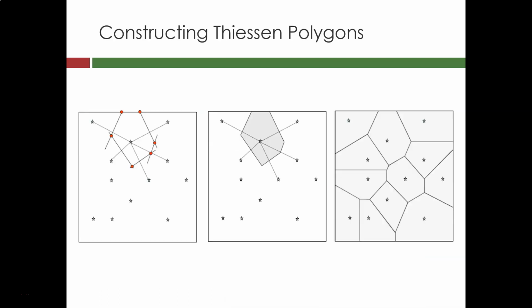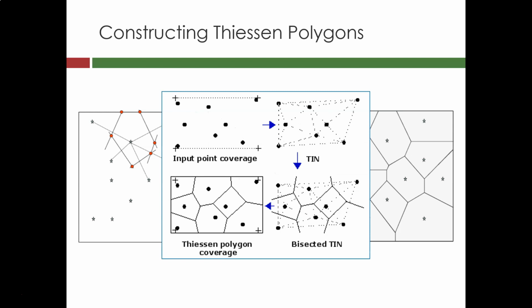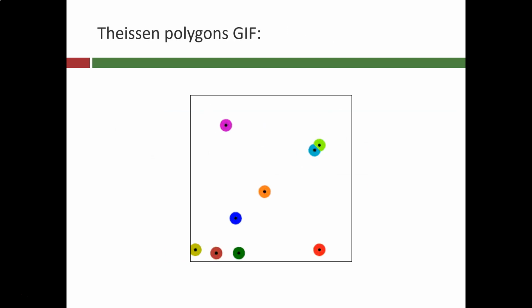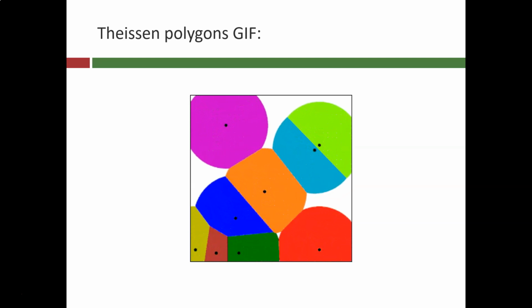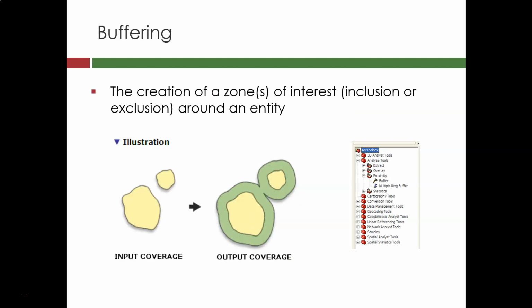Thiessen polygons are created by first joining a neighboring point with subdividing lines, then drawing perpendicular bisectors through these lines, and then using these bisectors to assemble polygon edges. This is all automatic in ArcGIS, and we'll show you how to do this within ArcMap at the end of this section. Here we have a GIF showing you a growth example of how Thiessen polygons are created. This personally helped me understand exactly why and what was going on.